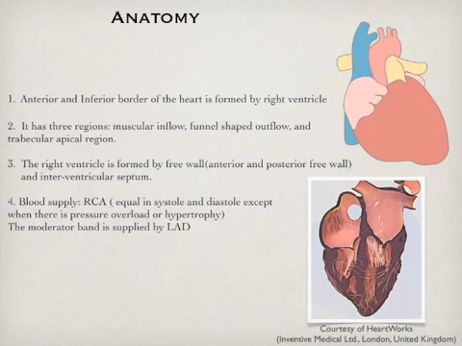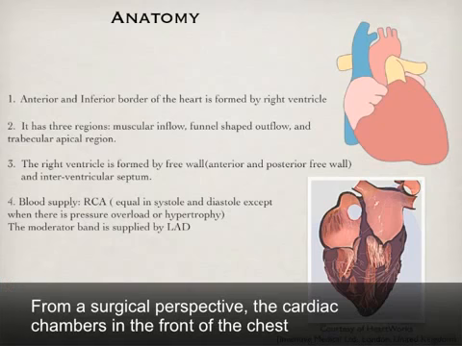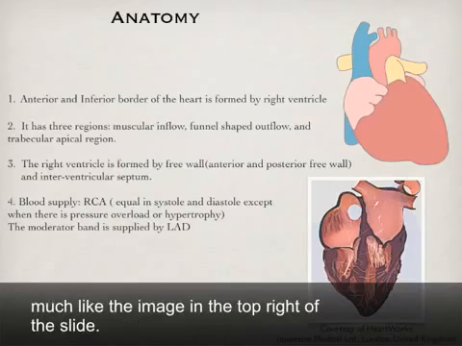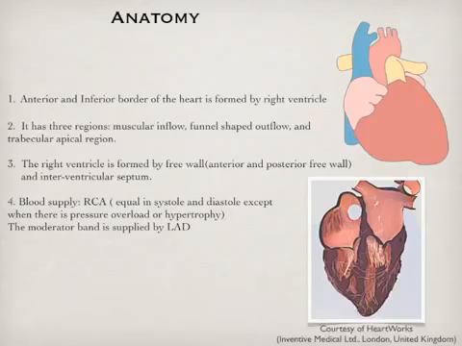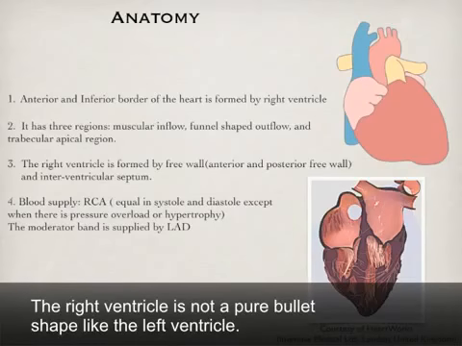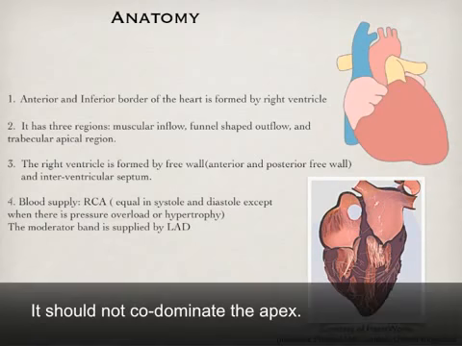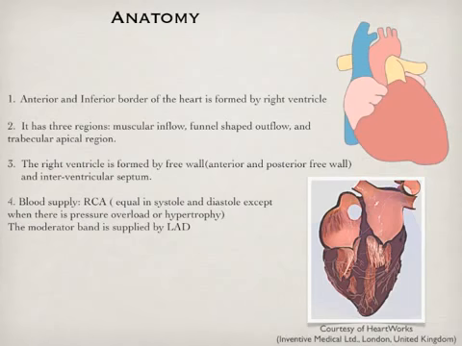The anterior and inferior borders of the heart are formed by the right ventricle. From a surgical perspective, the cardiac chambers in the front of the chest following sternotomy are the right atrium and right ventricle, much like the image in the top right of the slide. Notice that the right ventricle is not a pure bullet shape like the left ventricle, but is more pyramidal and amorphous. It should not co-dominate the apex, but terminate prior.